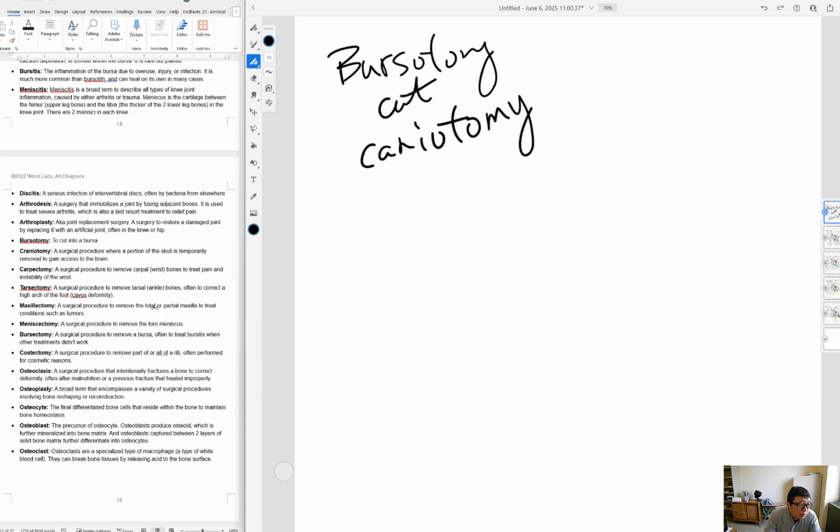Craniotomy. Open up the scalp. And why do you need to open up the scalp? To have access to the brain. And why do you need access to the brain? There are many reasons. For example, a brain tumor, you need to take that tumor out. For any surgery in the brain, you have to open up the scalp first.